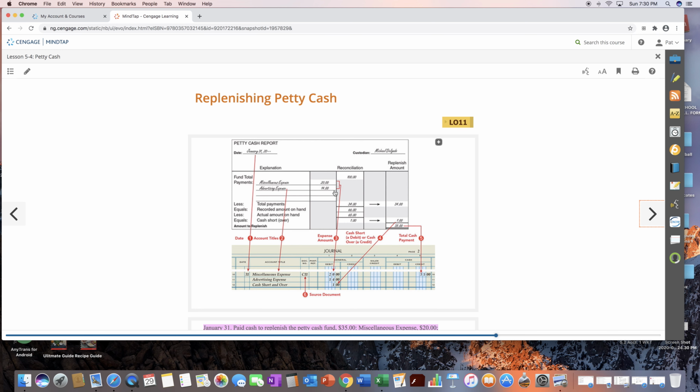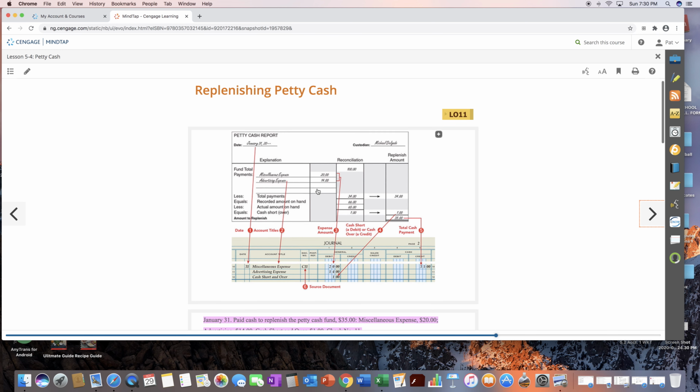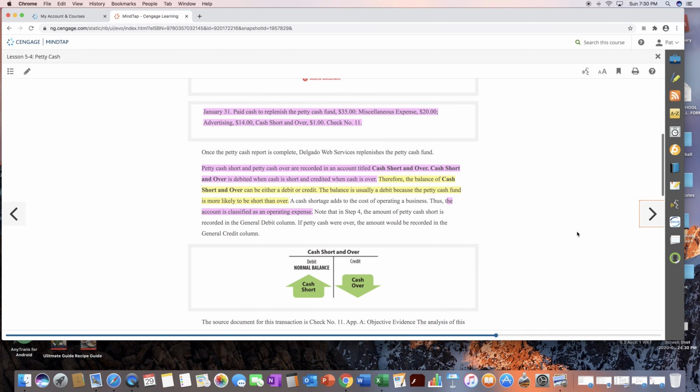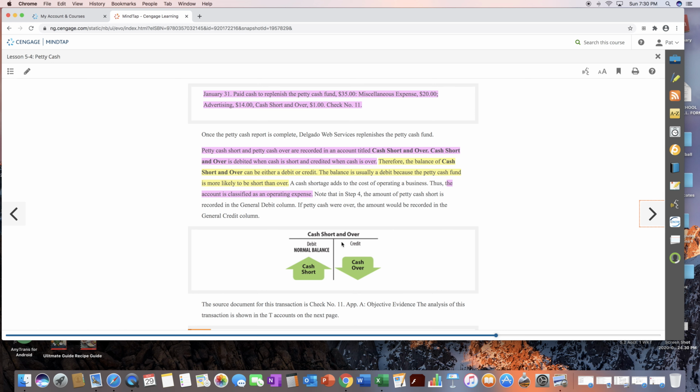Now when we replenish petty cash, this is the same report that we just showed you, but now we're going to replenish petty cash by making our journal entry. Okay, so let's talk about this entry called cash short and over. We are starting a new account that's going to be called cash short and over. It's going to be considered an operating expense. And so an expense has a normal debit balance, as you can see, and a credit would be lowering cash short and over. So operating expense, debit balance for cash short and over.